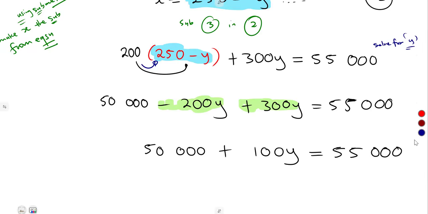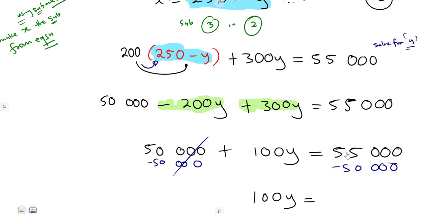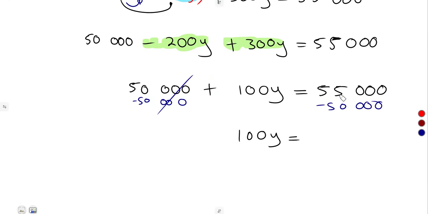I can get rid of the 50,000 by simply subtracting 50,000 here. This is going to cancel. So 100Y is equal to what? Subtracting here, we're going to have 5,000. 55 minus 50 is 5,000. Okay, so 100Y is equal to 5,000.